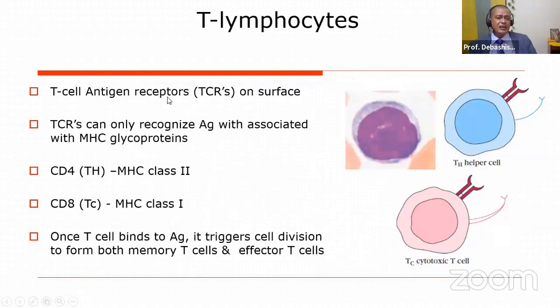T cells also have T cell receptors, equivalent to immunoglobulins on B cells. TCRs can only recognize antigen when associated with MHC glycoproteins. Now T helper cells, CD4 cells, usually respond to antigen presented by MHC class 2, and cytotoxic T cells respond to MHC class 1 presented antigens.